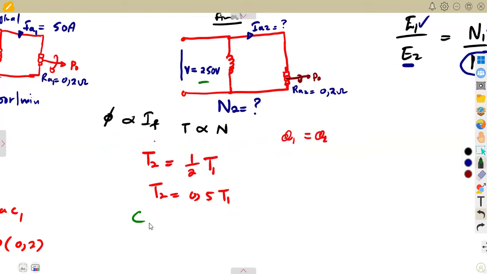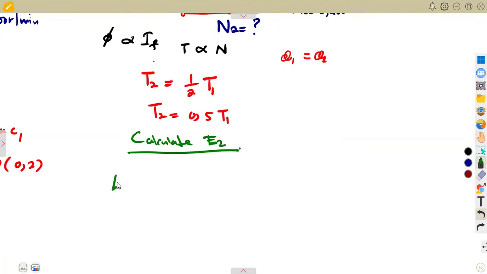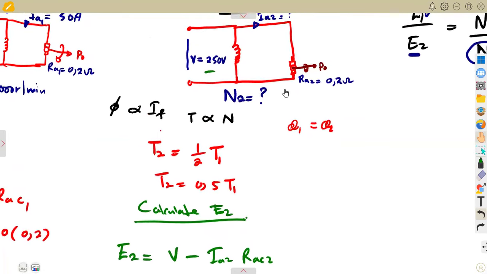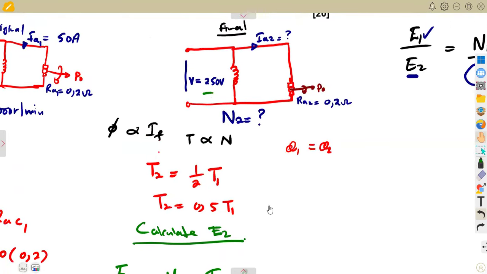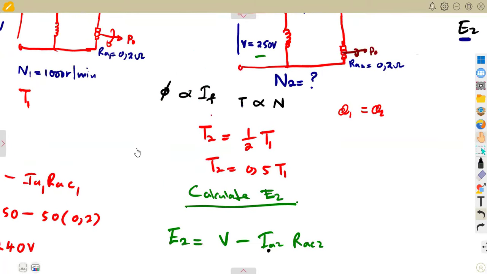How are we going to have this? We need to calculate E2. E2 being the generated EMF of a motor is going to be equal to, we talked about this, V minus the armature current 2 times the resistance of the armature circuit, which in this case is just a single resistor. We no longer have that additional condition. But we do not have this armature current 2.